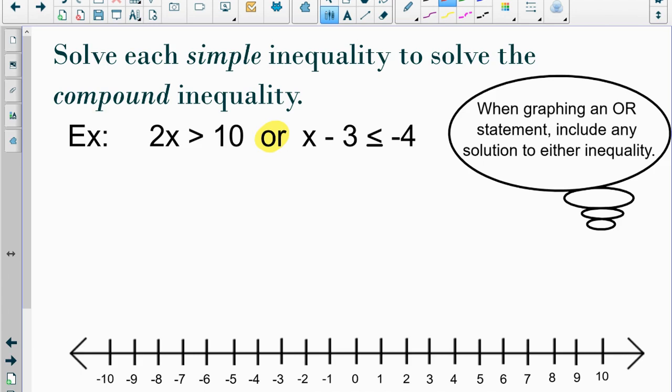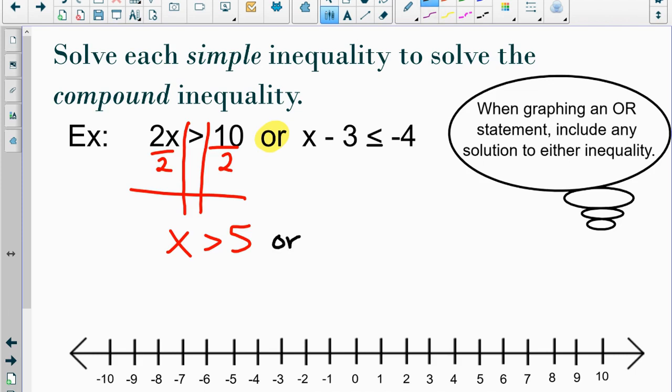Now, if we're going to solve this, we want to solve each simple inequality by itself. In the first inequality, 2x is greater than 10, I would need to divide by 2 to get x by itself. I would get x is greater than 5. Keep in mind, I don't flip the inequality symbol here because I wasn't dividing both sides by a negative number. I divided both sides by a positive 2 instead.